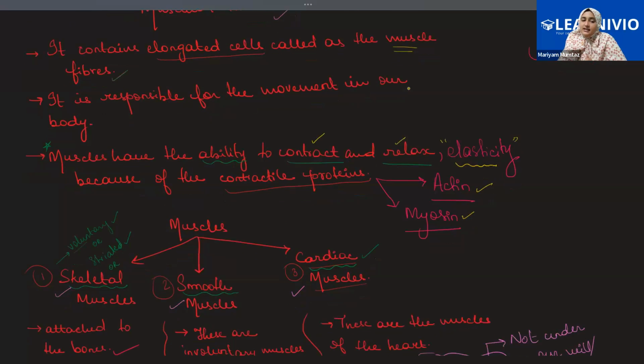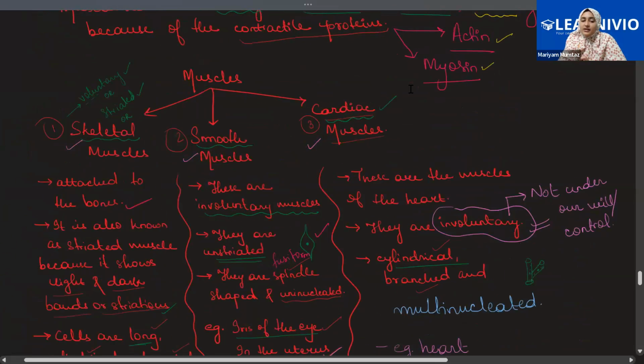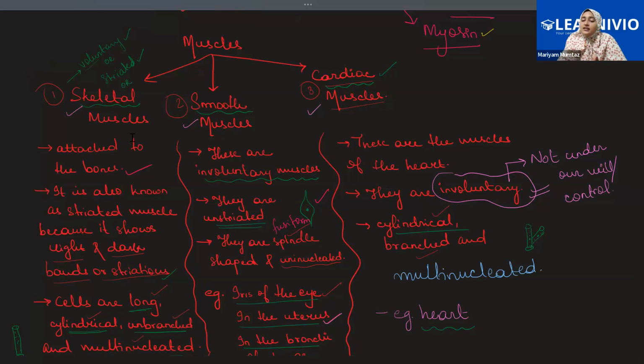Now the muscles are further of three types. There are three types of muscles that we have. The first kind is the skeletal muscle. Then come the smooth muscles. And lastly, there are the cardiac muscles. These muscles differ according to the function they perform and the position they are in. So accordingly you have different kinds of muscles in the body. The first one is the skeletal muscle.